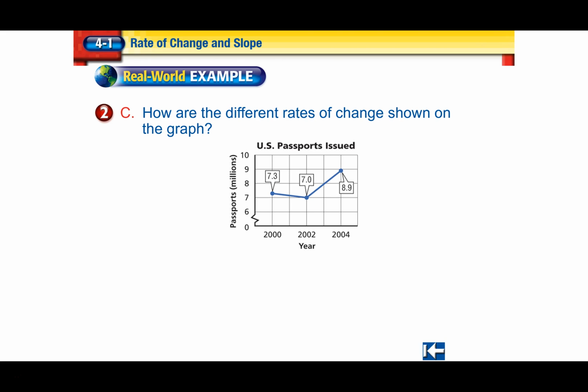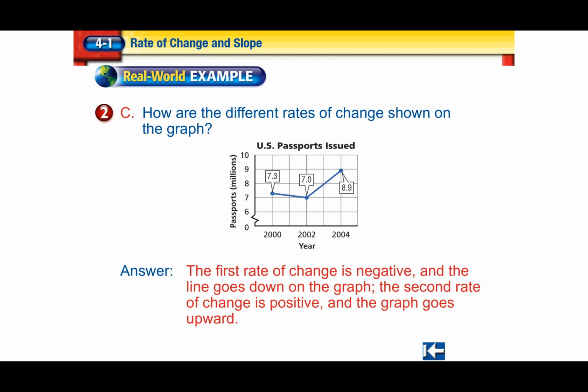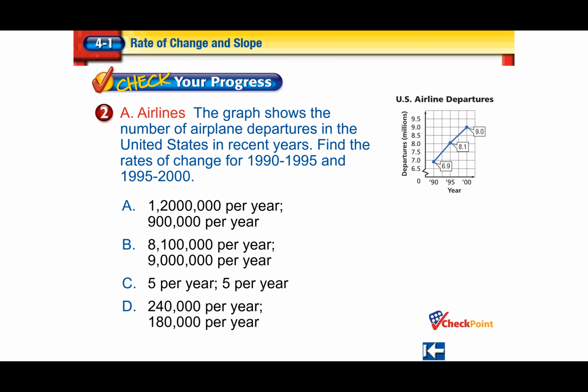How are the rates shown differently on the graph? Well, one goes down, one goes up. The first rate is negative, the second rate is positive, so it goes downward and then upward, summarizing that. All right, let's try a few of these. Go.